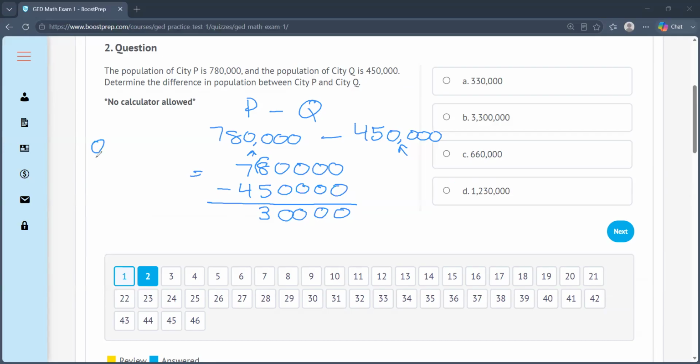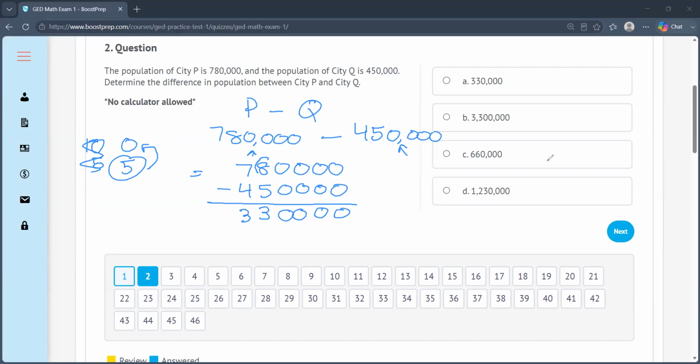If it was 0 and 5, you would have to borrow. This would be like a 10, and then 10 minus 5 is 9, and then you would have to make the 7 to a 6, right? So that's only if the number on the bottom is larger than the top, then you would have to borrow. But if the number on the top is larger than the bottom, you don't have to borrow. So 7 minus 4 is 3. And that is your final answer.